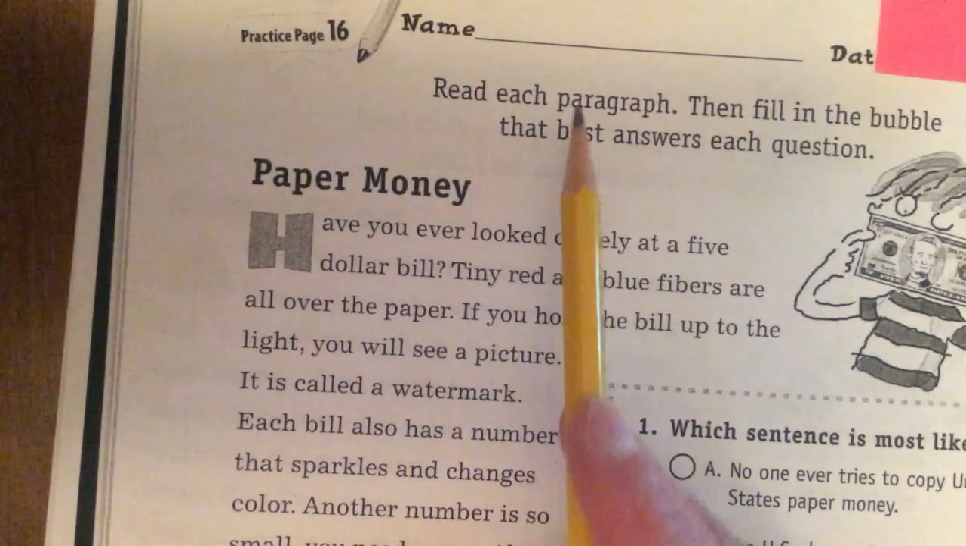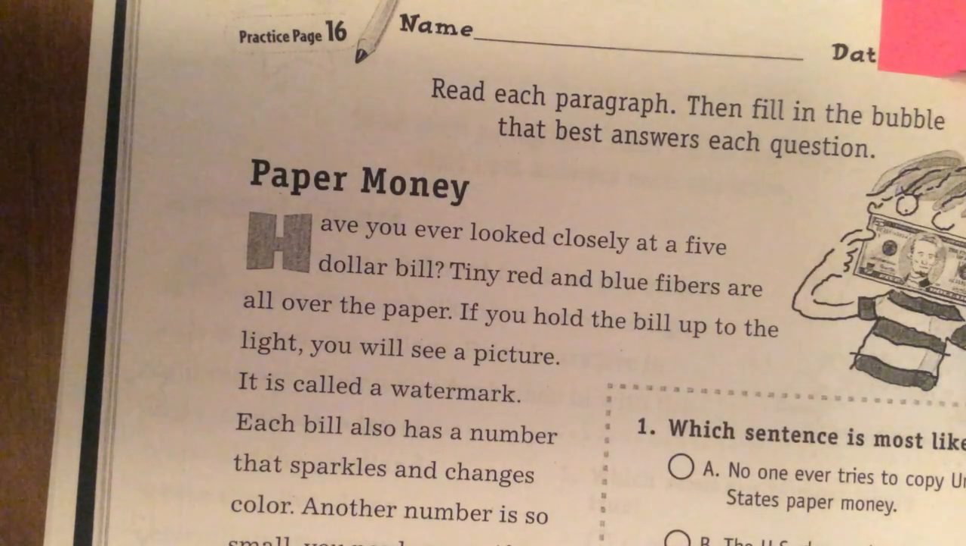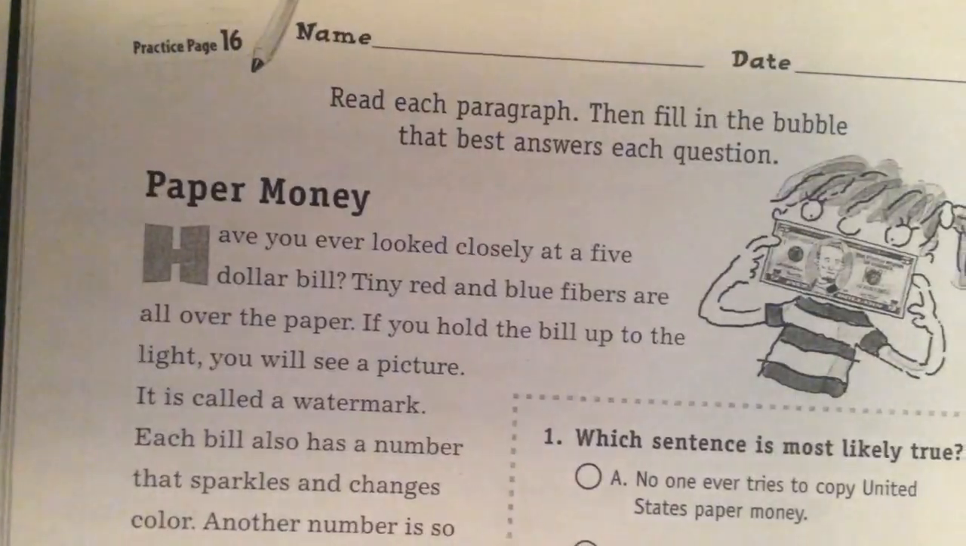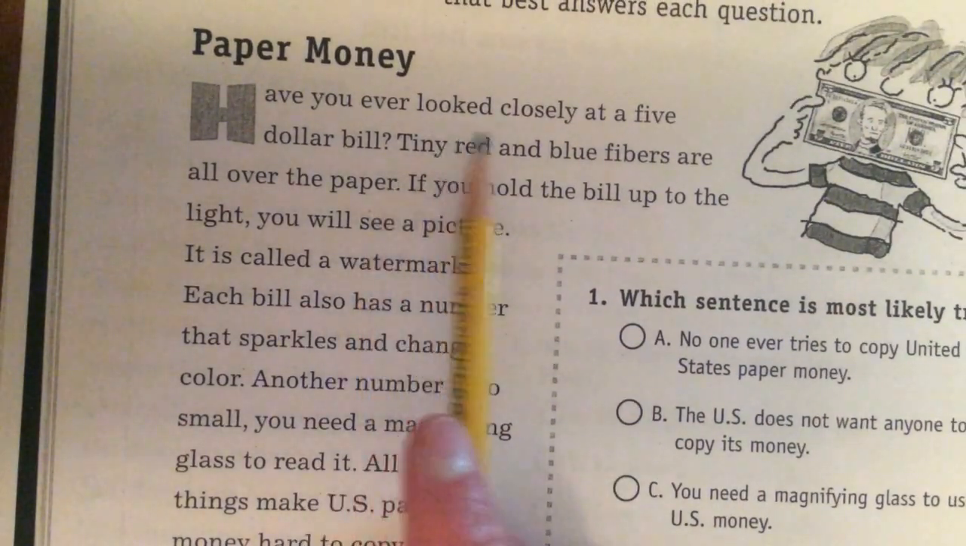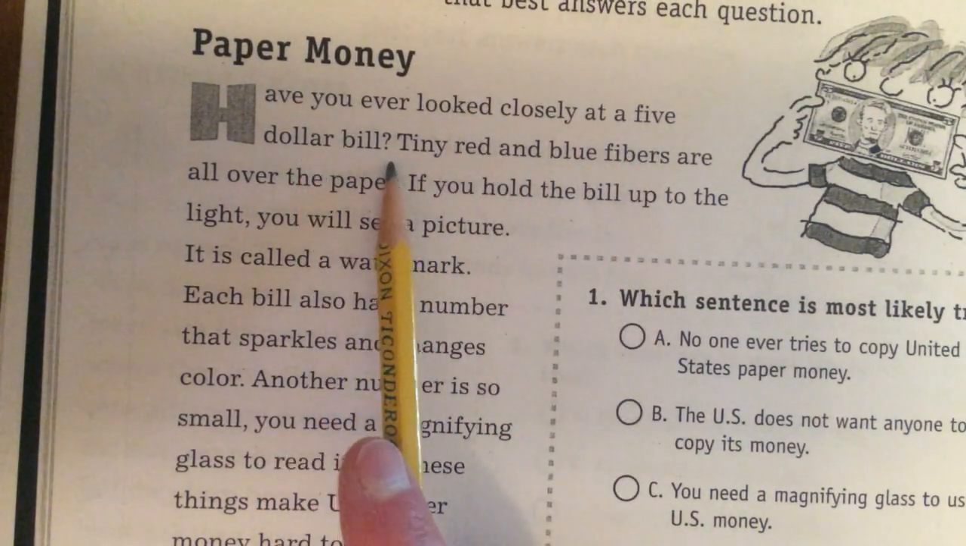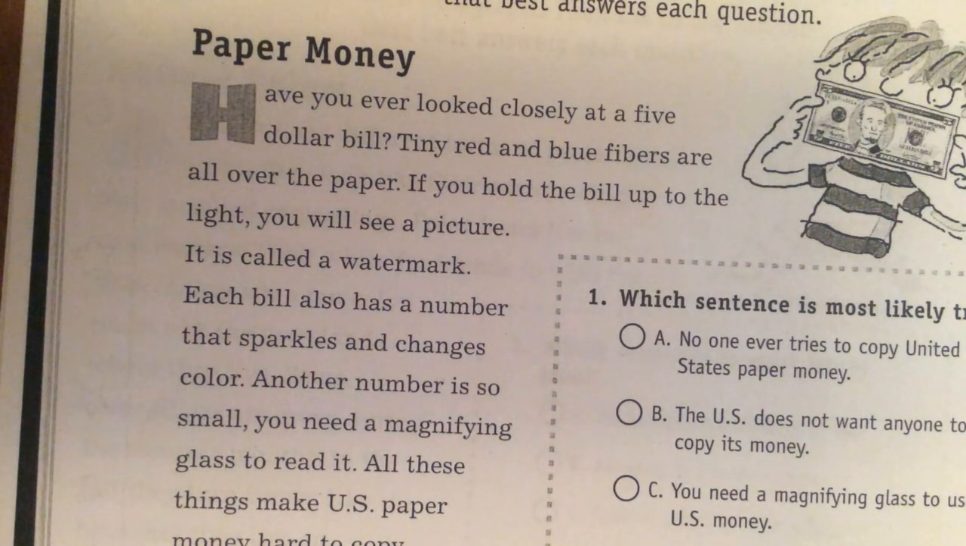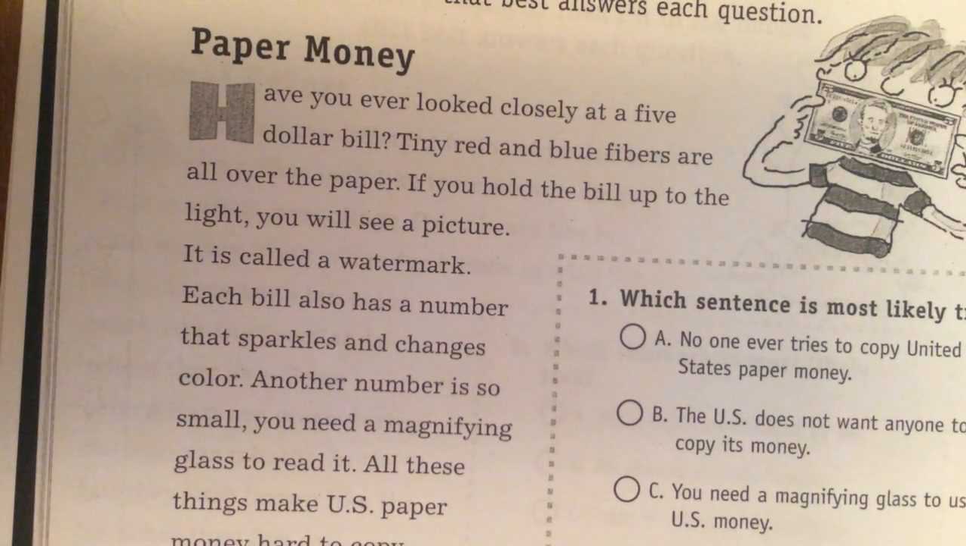And the directions say, read each paragraph, then fill in the bubble that best answers the question. So, paper money. Have you ever looked closely at a $5 bill? Tiny red and blue fibers are all over the paper. If you hold the bill up to the light, you will see a picture. It is called a watermark.